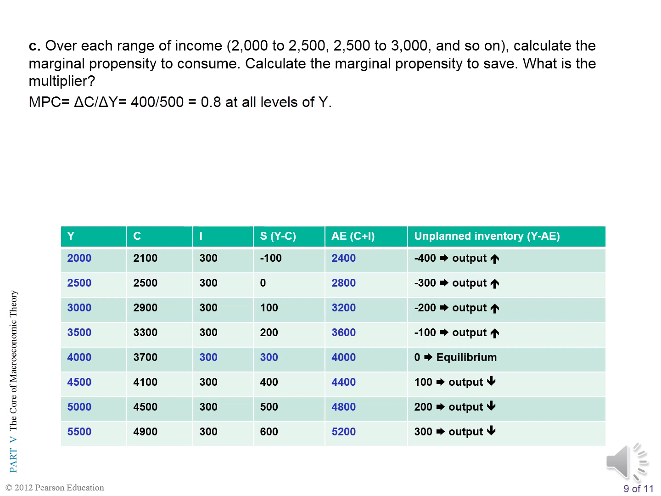عايز ايه كمان؟ Calculate the marginal propensity to save. Marginal propensity to save equal 1 minus marginal propensity to consume يعني 0.2. طيب what is the multiplier? Multiplier 1 over marginal propensity to save يعني 1 over 0.2 يبقى 5.